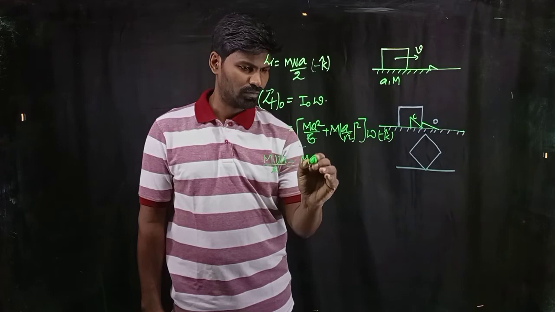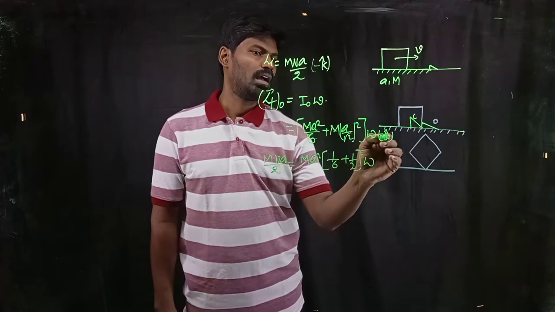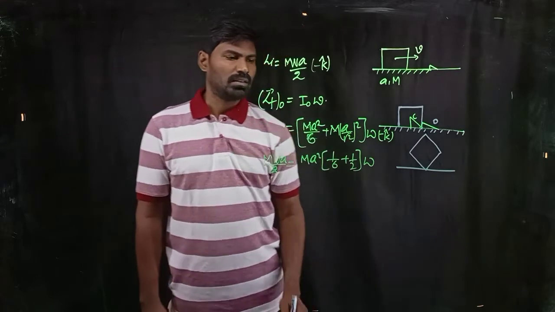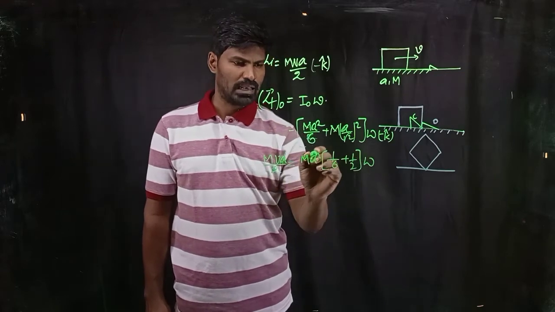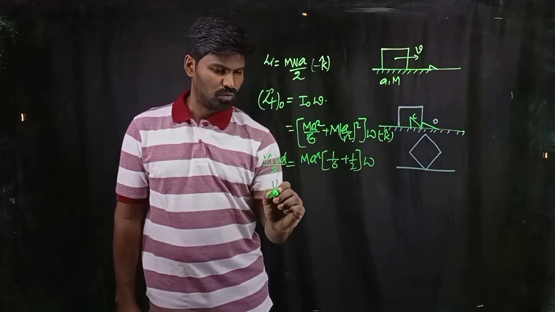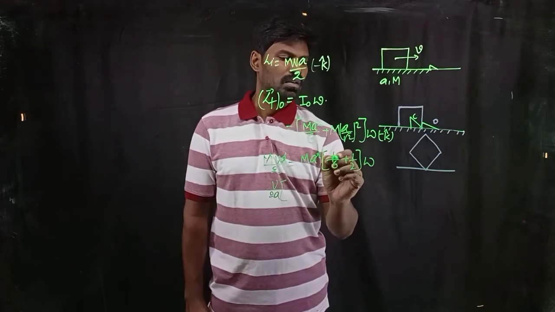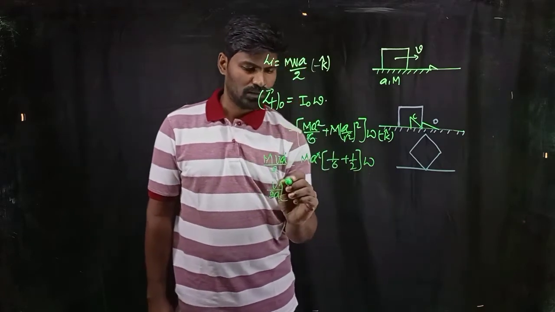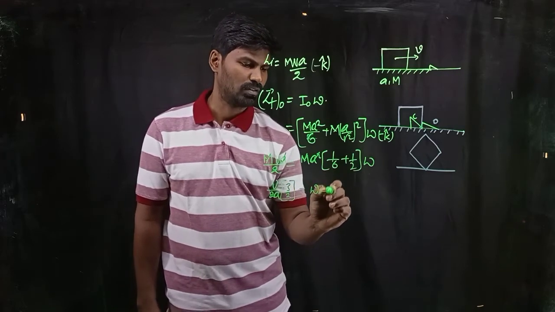m a square, if we take it as common, 1 by 6 plus 1 by 2, into omega. I'm dropping this k because both of them are along the k direction. Okay, this is what I can write based on this. So a gets cancelled, m also gets cancelled. So v divided by 2a into, the LCM is 6, so 3 plus 1, that is 4 by 6. 4 by 6 you can write as 2 by 3, so 3v divided by 4a is equal to omega. This is equation number 1.